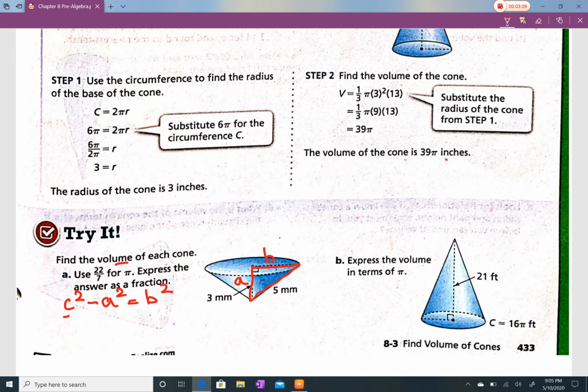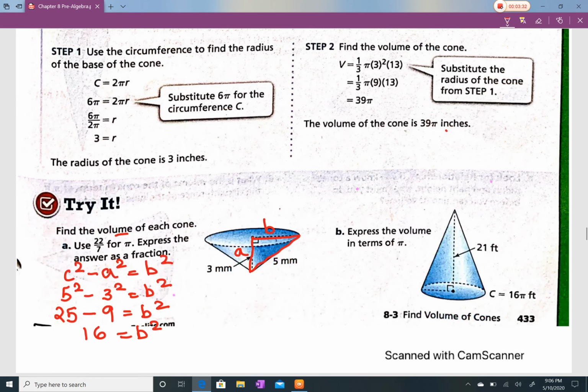So c is 5, so 5 squared minus 3 squared is equal to b squared. Now 5 squared is 25, 5 times 5 is 25, 3 squared, 3 times 3 is 9, that is equal to b squared. So 16 equals b squared. So basically if you want to find the b, that is equal to 4. And what is the b in this case? Radius equals 4.